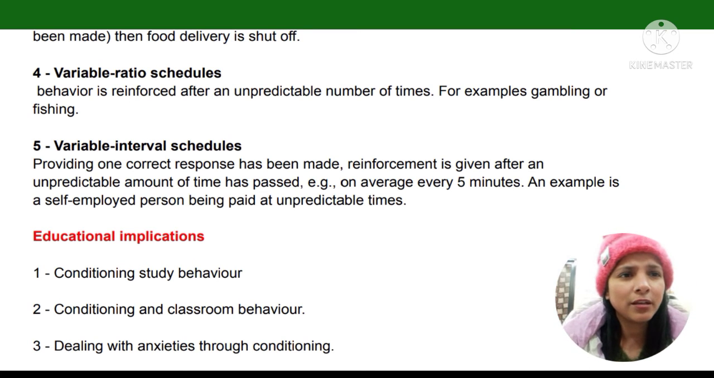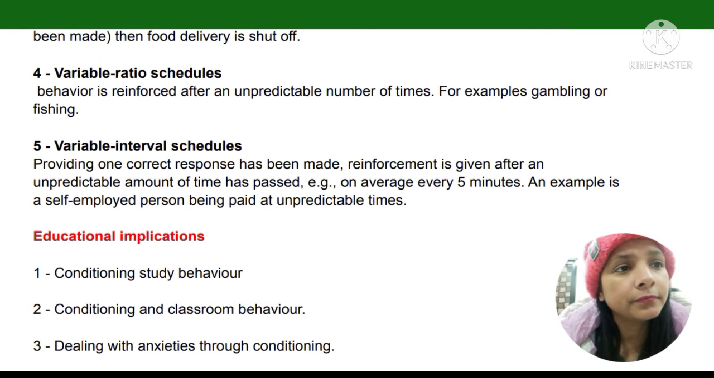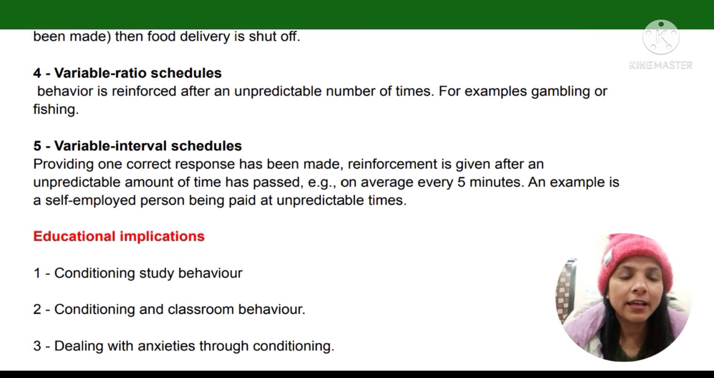Fifth, here you can see variable interval schedules. So reinforcement is given after an unpredictable amount of time. Like suppose a self-employed person is paid at unpredictable times, so we cannot predict what time he is going to get his payment. He can get paid at any time. So now it is unpredictable, so it is known as variable interval schedules.